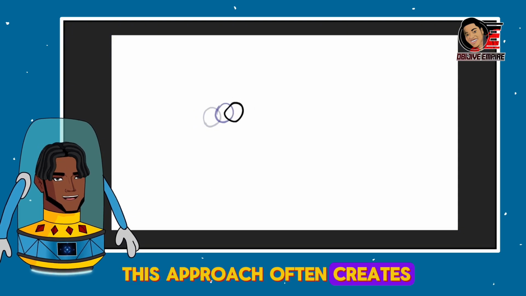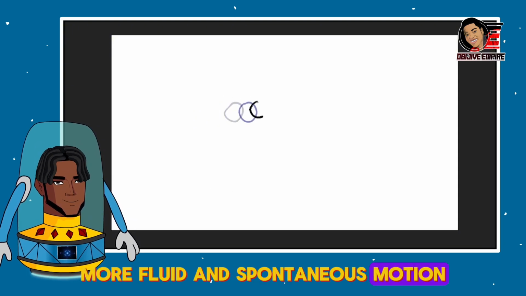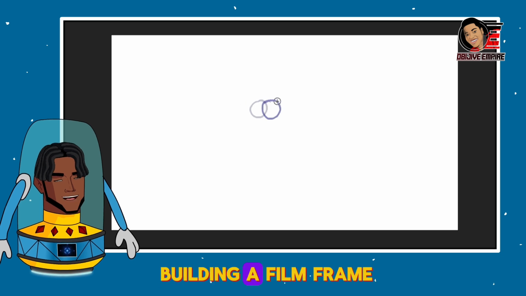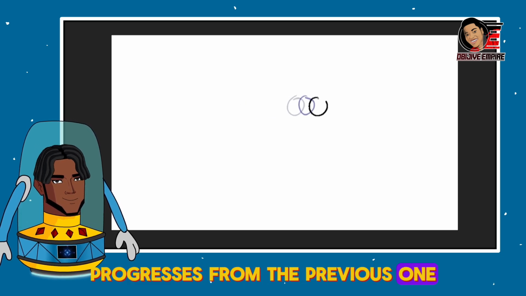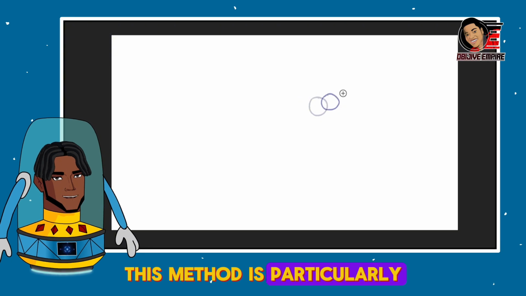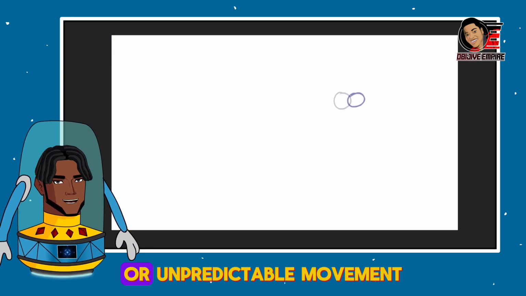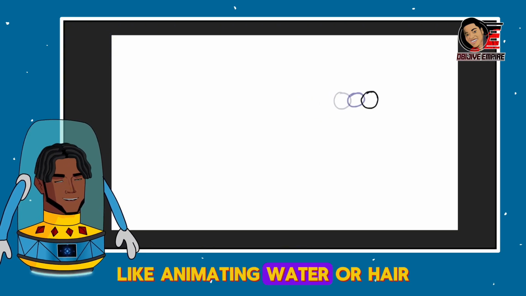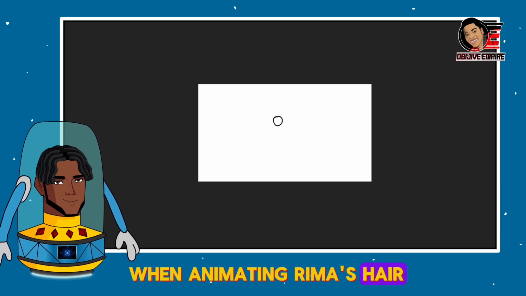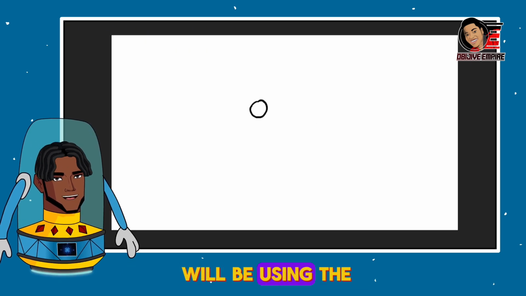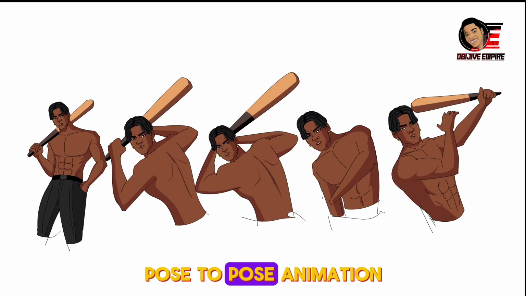This approach often creates more fluid and spontaneous motion. Think of it as building a film frame by frame, where each drawing naturally progresses from the previous one. This method is particularly effective for scenes with a lot of action or unpredictable movement, like animating water or hair, exactly what we'll use when animating Rema's hair. For the body motion, we'll be using the second approach, pose-to-pose animation.